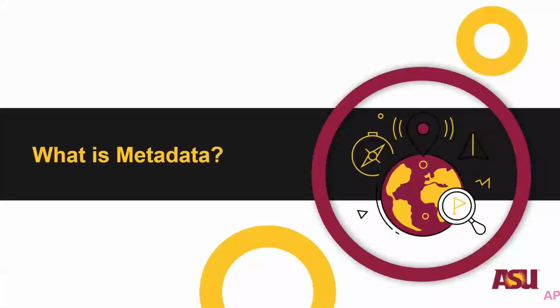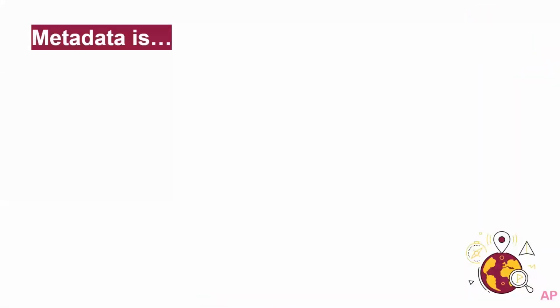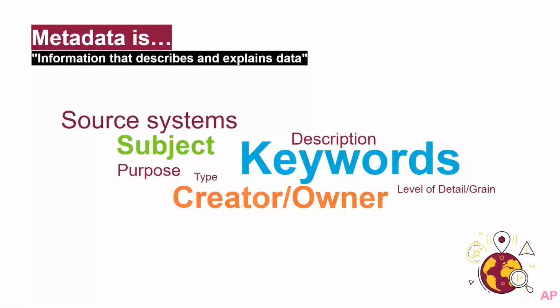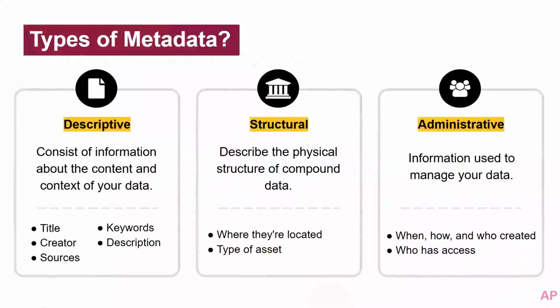All right, big question. What is metadata? I think typically people think data about data, but I think a better definition is information that describes and explains data. This is things like our source system, subject, keywords, our creators, and our owners of data assets. And so let's talk about the main three categories of metadata that we've put together.